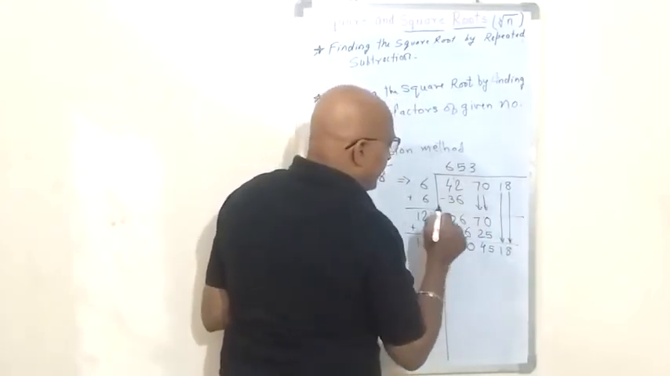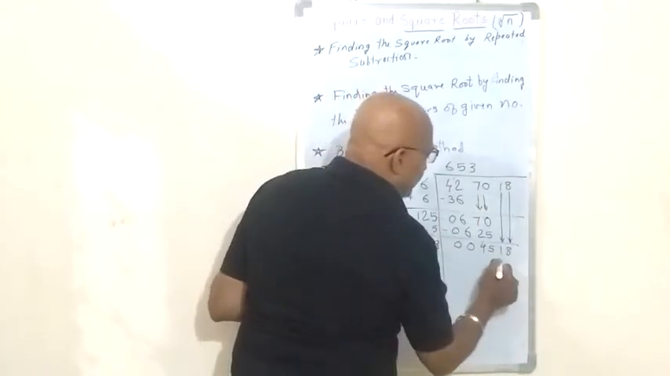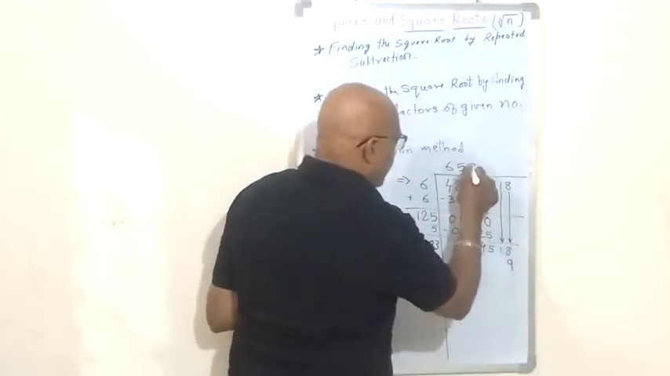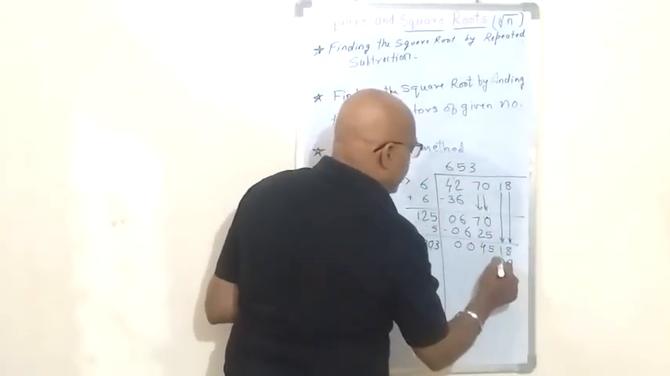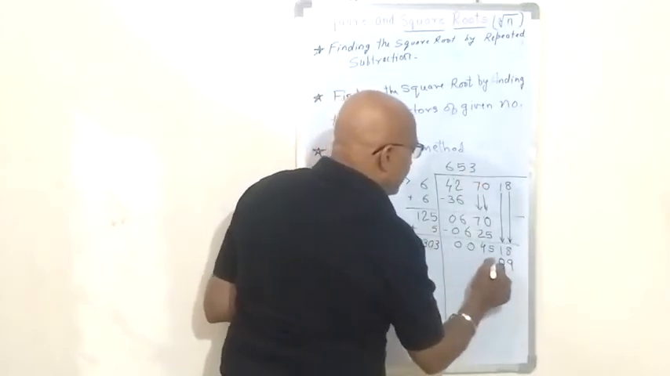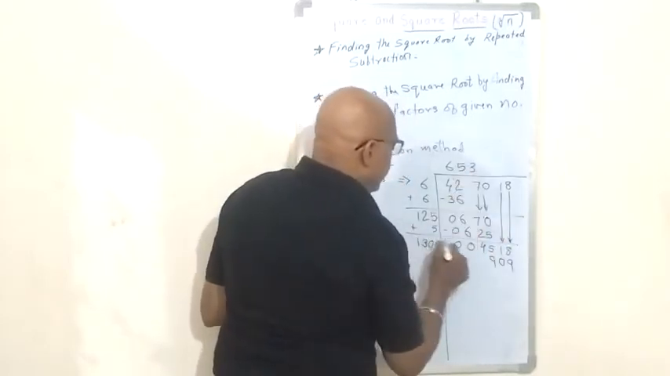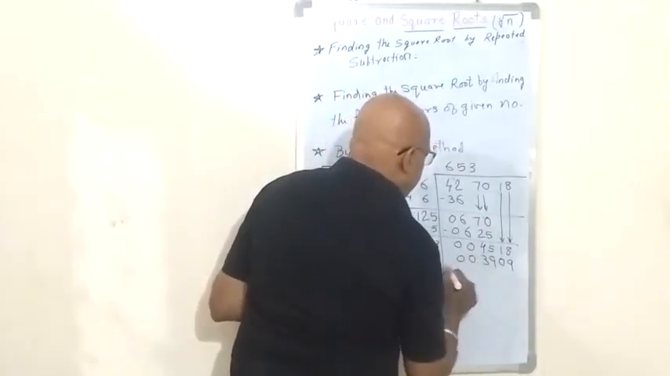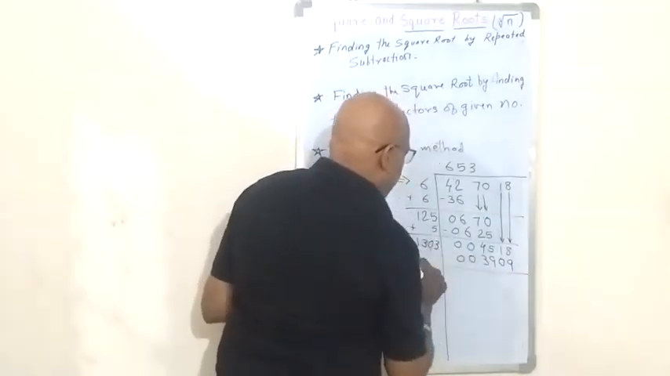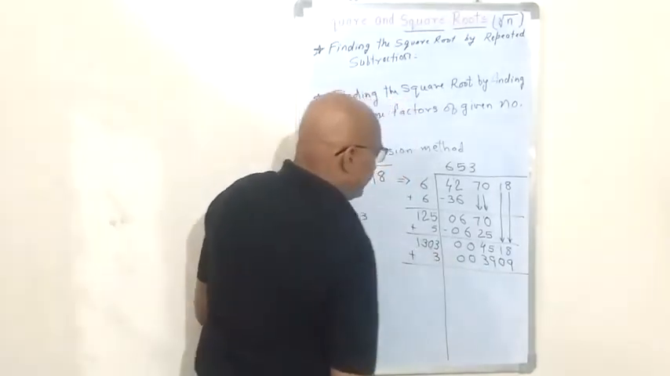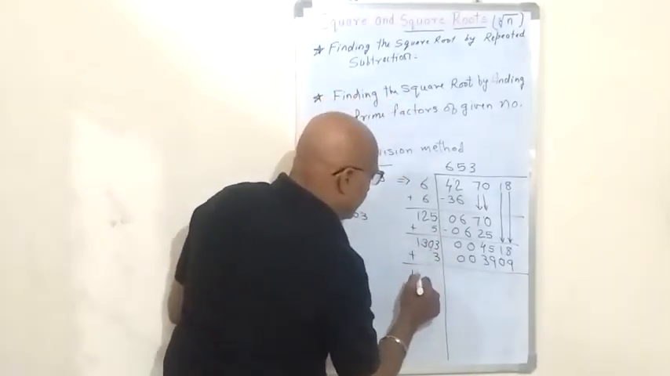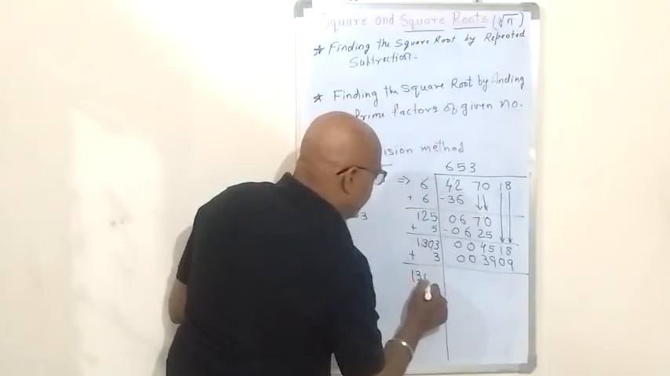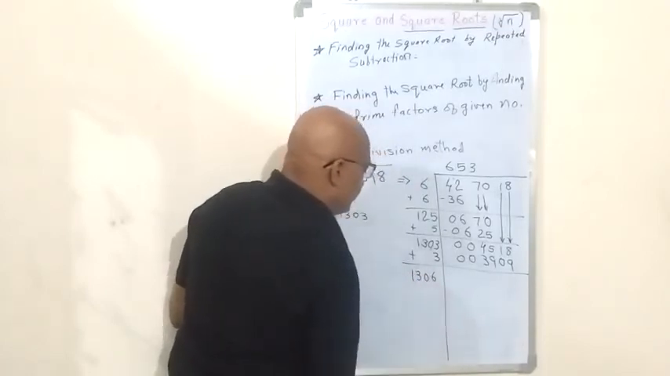1303 multiplied by 3. What do you get? 3 3s are 9. 3 0 0. 3 3s are 9. 3 1s are 3. These are zeros. Again here add 3 in this. So here we get 1 3 0 6.